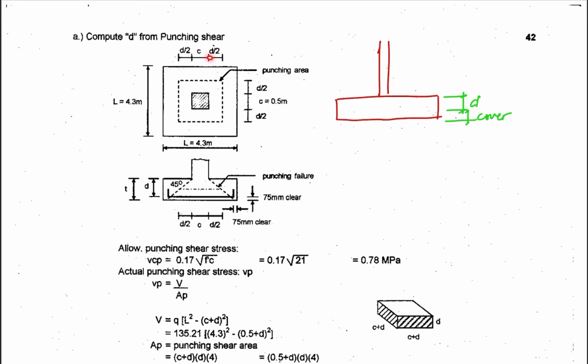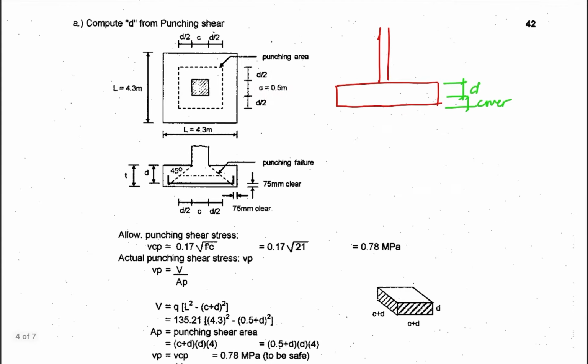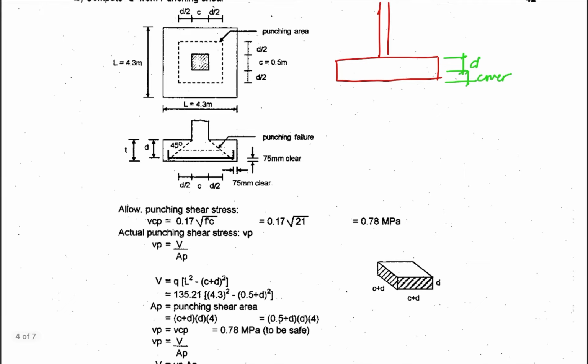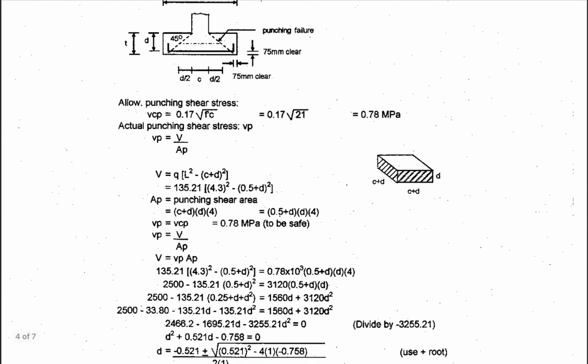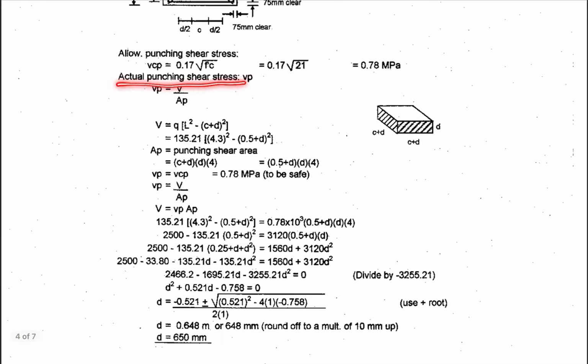So the distance of punching area, you have D divided by 2, same as with the other side, where your C is the column dimension, which is 0.5. So therefore you have the formula for the allowable punching shear. The allowable punching shear VCP is equal to 0.17 times the square root of fc prime. So therefore you have your VCP equal to 0.78 megapascal.